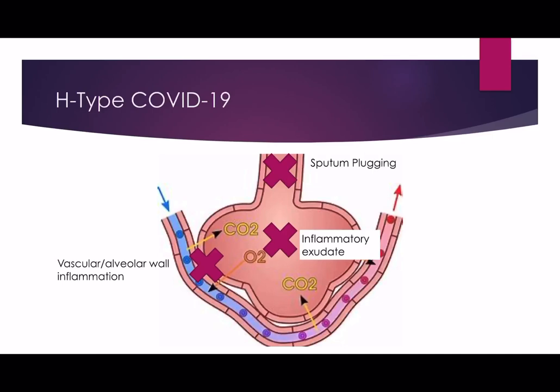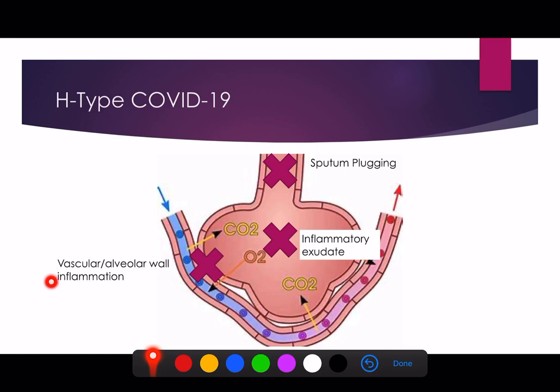The best way to conceptualize the H-type of COVID is to have a look at this picture. Now, if you remember from the L-type video, we were talking about it affecting the pulmonary vasculature. Well, H-type is much more to do with the alveolar side of this diagram. And you have three main pathologies. One is you get vascular and alveolar wall inflammation.